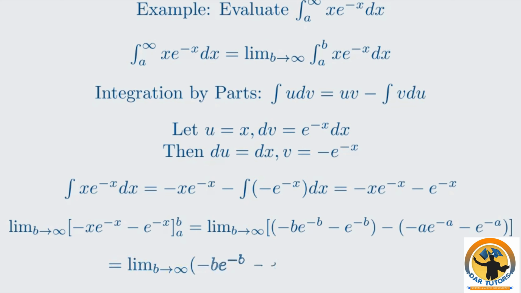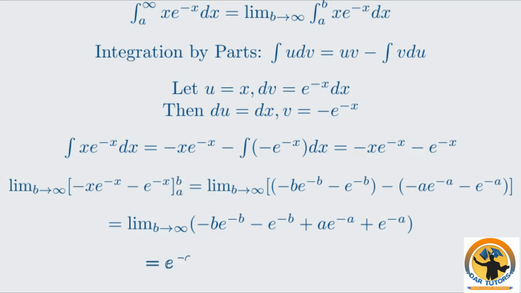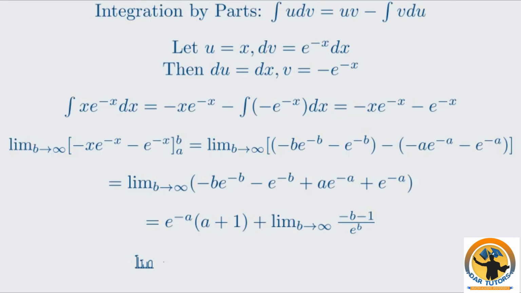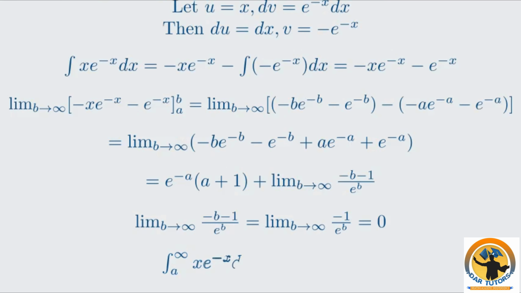We can group the terms with b and the terms with a. This simplifies to e to the -a times the quantity a plus 1, plus the limit as b approaches infinity of -b minus 1 all over e to the b. The limit term is an indeterminate form of type infinity over infinity, so we can use L'Hopital's rule. Taking the derivative of the numerator and denominator, we get the limit of -1 over e to the b. As b approaches infinity, this limit is 0. Therefore, the entire integral converges to e to the negative a times the quantity a plus 1. This is our final answer. The integral converges for all real values of a.